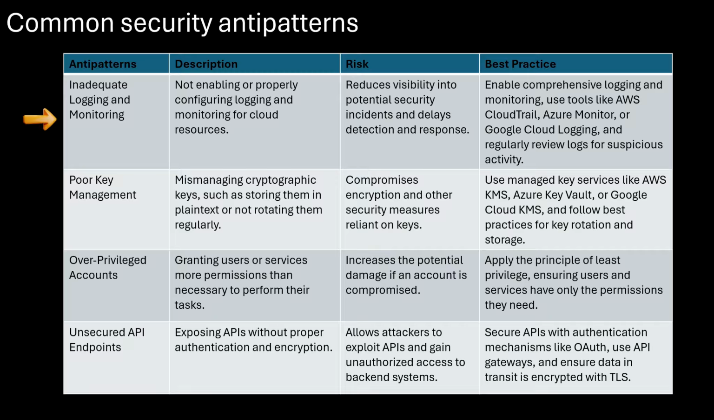Anti-patterns such as inadequate logging and monitoring reduce the visibility into potential security incidents and delay detection and response. Anti-patterns such as poor key management compromise encryption and other security measures reliant on keys. Anti-patterns such as overprivileged accounts increase the potential damage if an account is compromised. And anti-patterns such as unsecured API endpoints allow attackers to exploit APIs and gain unauthorized access to backend systems.